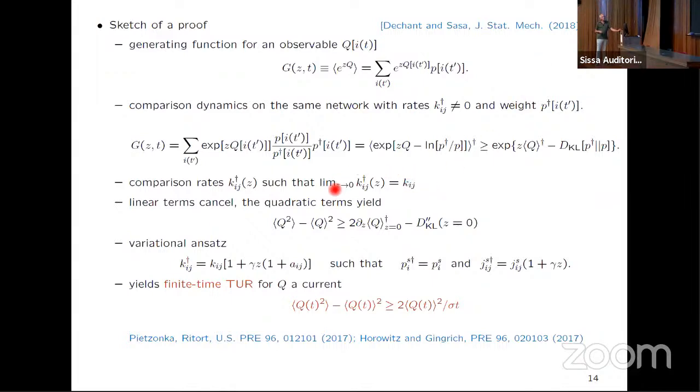So you perturb the original one slightly through this parameter z. Then you get this cancellation of linear terms, and for the quadratic ones, you have this relation. And then by a variational ansatz, making sure that the new distribution is the same as the old one, you get this relation for the variance of any such observable. In particular, if such an observable is a current, you get this relation. And this now holds even in finite time t. The original was in the t to infinity limit, but we knew, and again, this was separately proven by Horowitz and Gingrich, that even in finite time there is this relation.